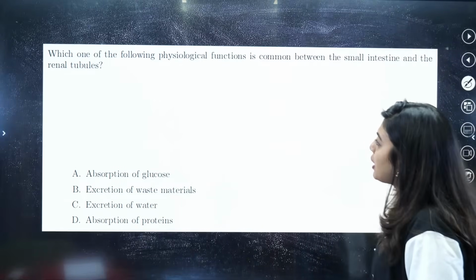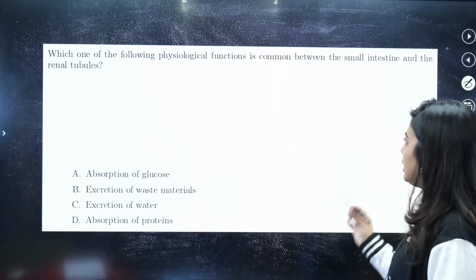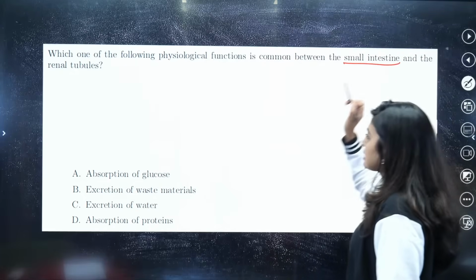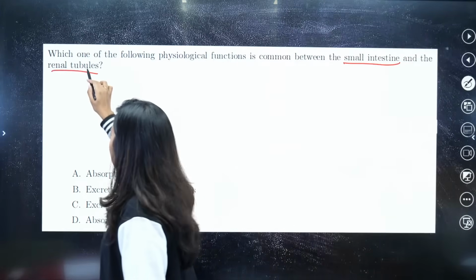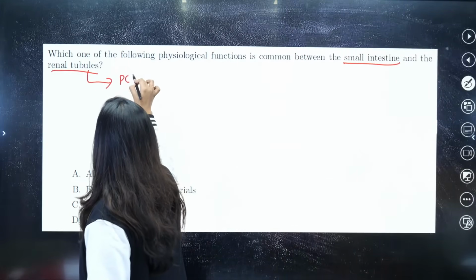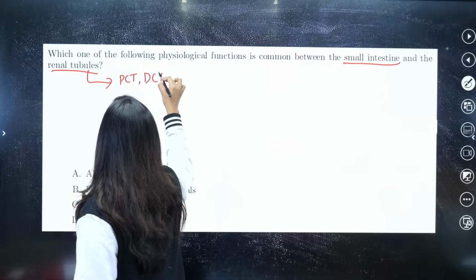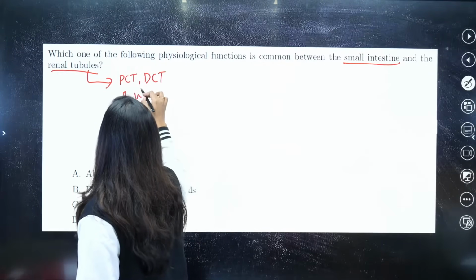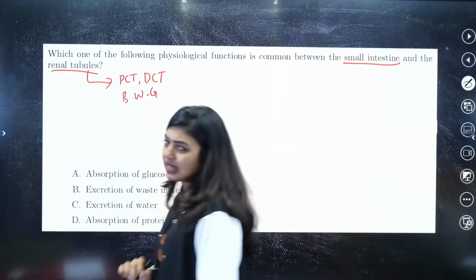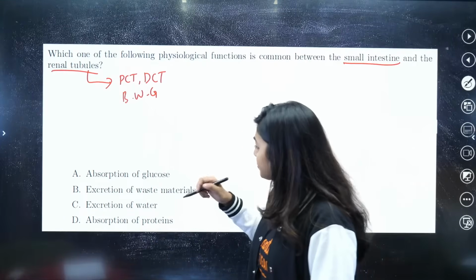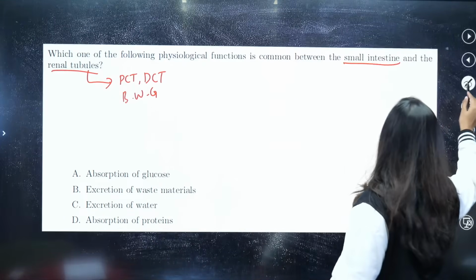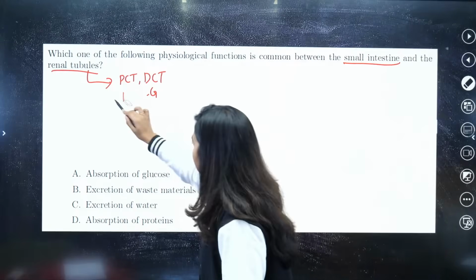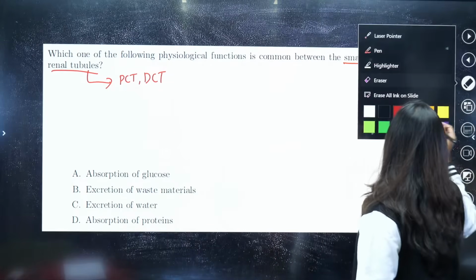Now, which one of the following physiological functions is common between small intestine and the renal tubules? Here your renal tubules, they're talking about your PCT, DCT, Bowman's capsule and your glomerulus, all of those except your collecting duct. Okay, wait, let's write. We forgot one person. Whom did we forget? Main hero we forgot, loop of Henle.